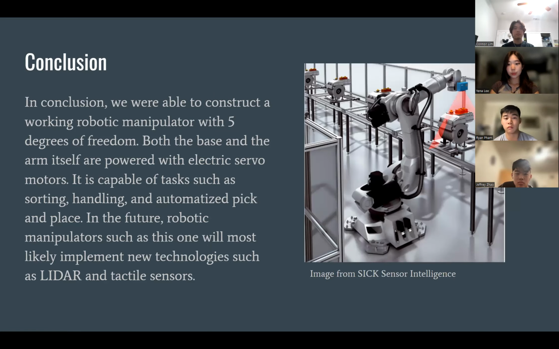So in conclusion, we were able to construct a working robotic manipulator with 5 degrees of freedom using 5 different sub-assemblies and 31 components. Both the base and the arm itself were powered with electric servo motors, and it is capable of tasks such as sorting, handling, and automated pick and place. In the future, robotic manipulators such as this will most likely be implemented in new technologies and the fields related to it.